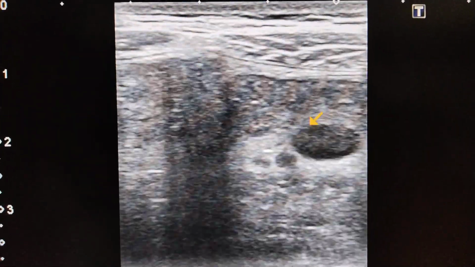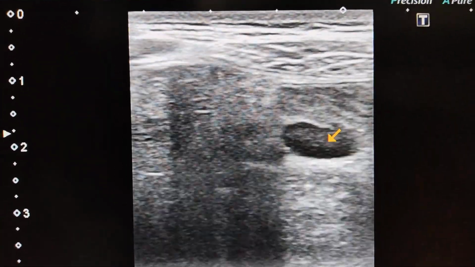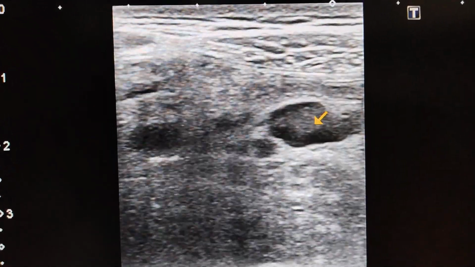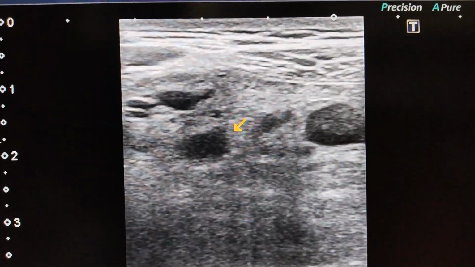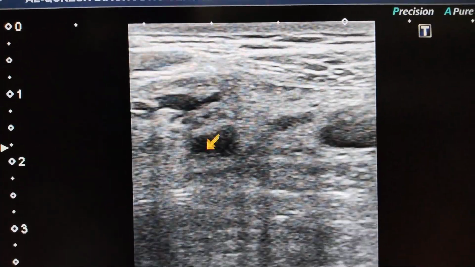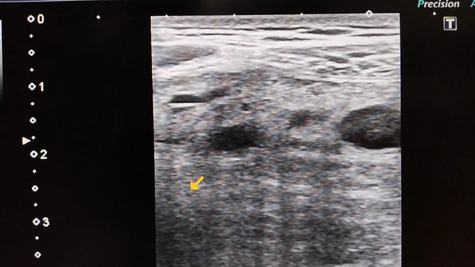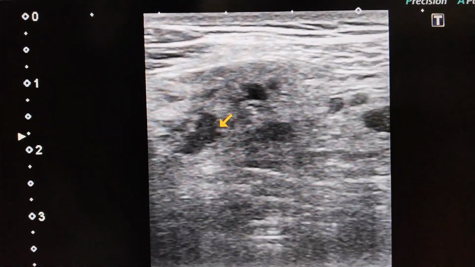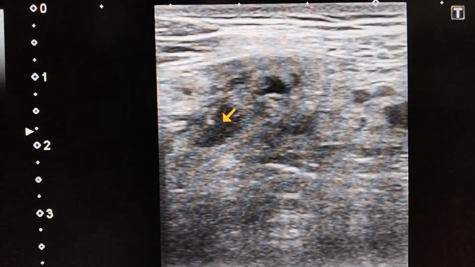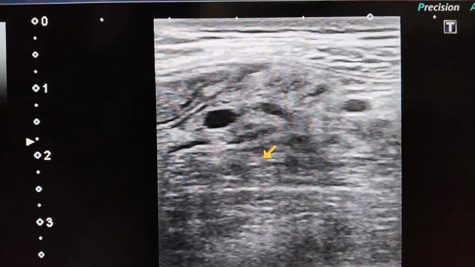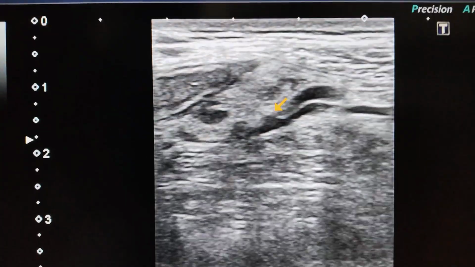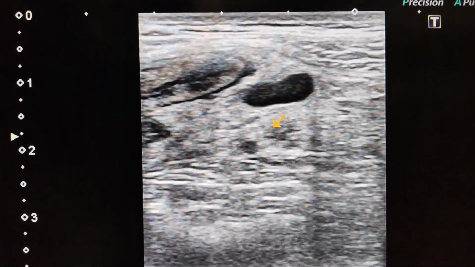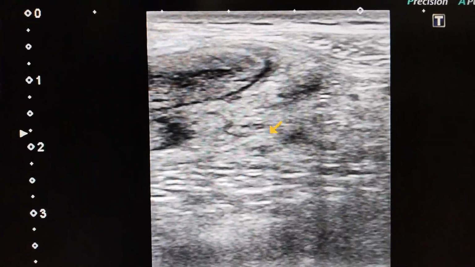this lymph node. Usually such lymph nodes are not present at the right iliac fossa. When such lymph nodes are present, it means that there is some inflammatory process at this region. This is another lymph node. These are the mesenteric vessels. This is another lymph node.